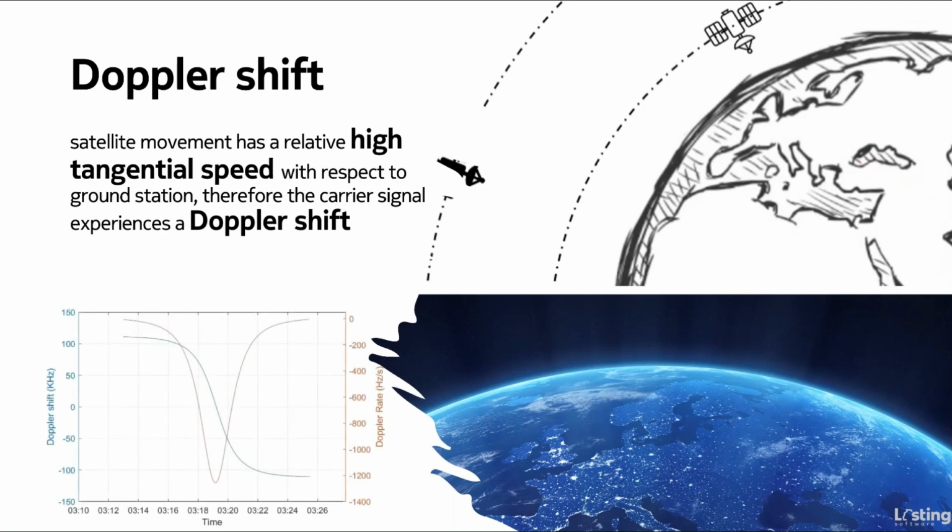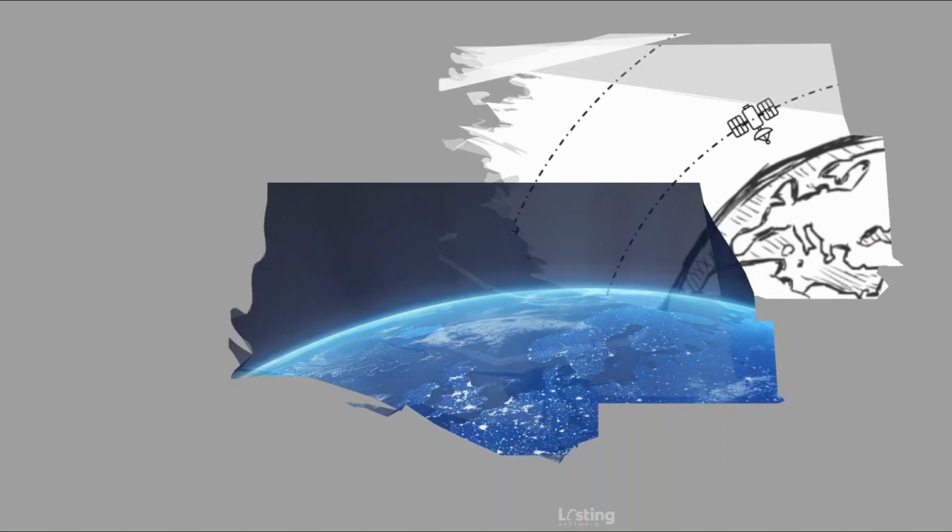This figure here plots the Doppler shift and Doppler rate for the LEO satellite Starlink 1011 for a carrier frequency of 5 gigahertz. Maximum Doppler shift and Doppler rate is achieved for LEO satellites at high carrier frequency.